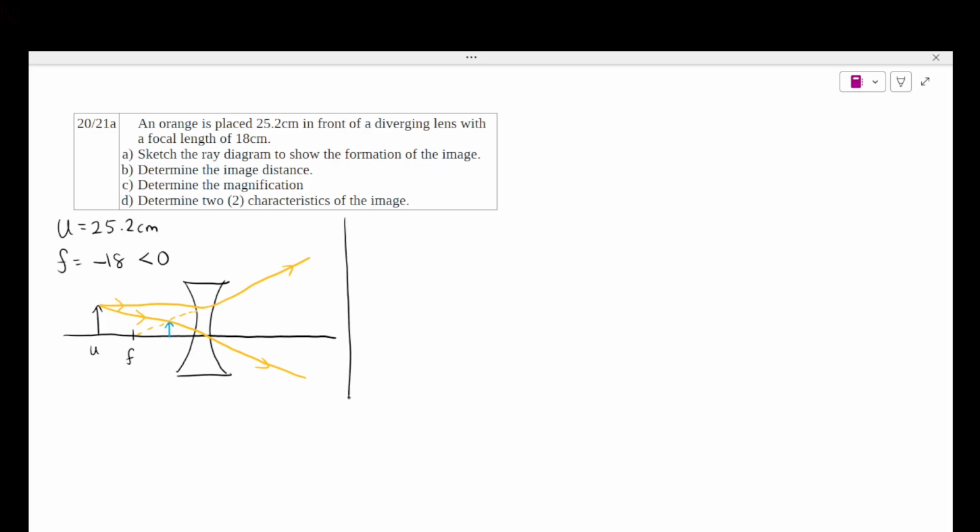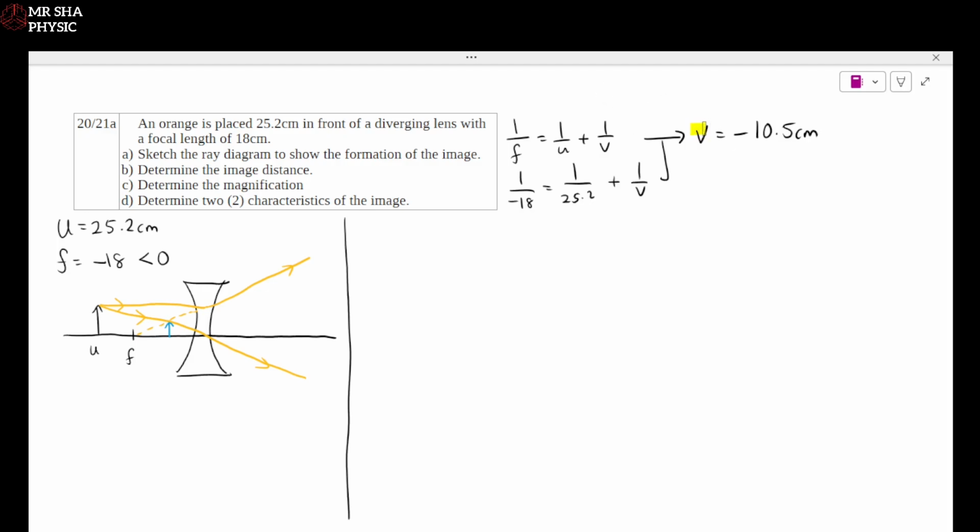Okay, so now I've done the first part, which is to sketch the ray diagram. Now I want to determine the image distance. I can quite easily do that using the thin lens equation, which is 1 over f equals 1 over u plus 1 over v. My f is negative 18, my u is 25.2, plus 1 over v, which means that my v is going to be equal to negative 10.5 centimeters. That is the answer for the first part, the image distance.